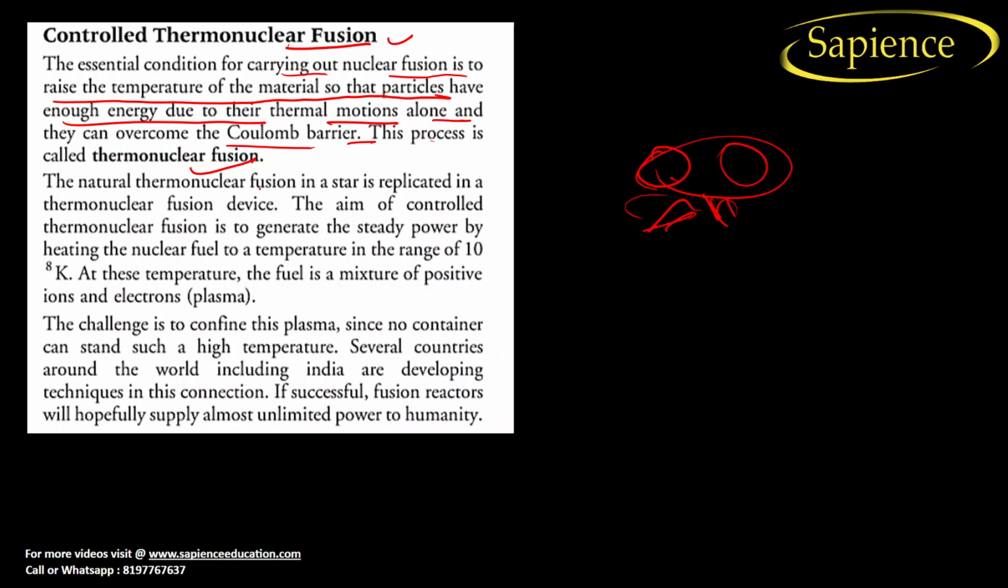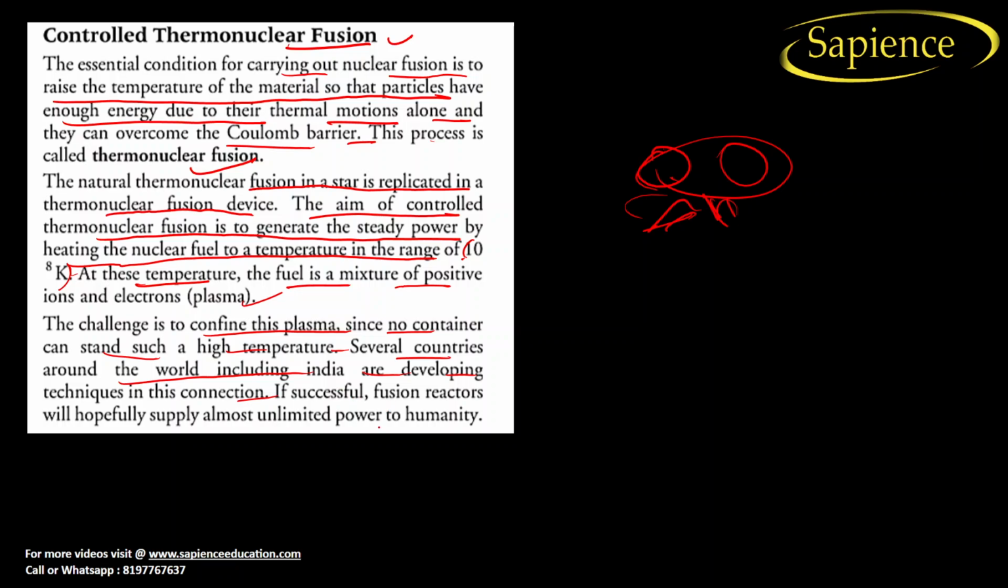Now, the natural nuclear fusion in a star is replicated in a thermonuclear fusion device, and the aim of controlled thermofusion is to generate steady power by heating the nuclear fuel to a temperature in the range of 10 to the power 8 Kelvin. At this temperature, the fuel is a mixture of positive ions and electrons. So the challenge is to confine this plasma, since no container can stand the high temperature.